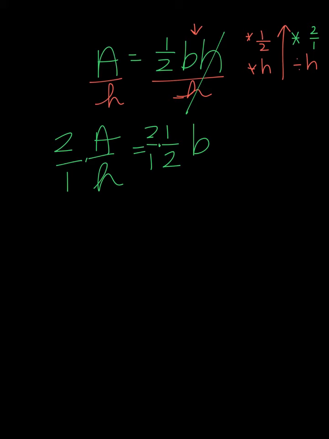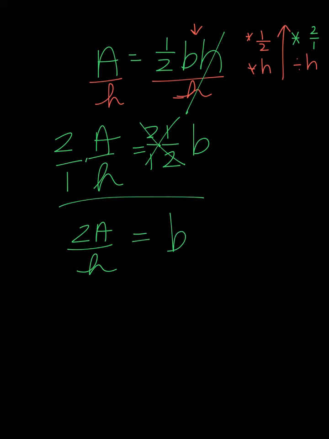And so when I multiply fractions, I multiply straight across the top and straight across the bottom. And a number multiplied by its reciprocal gives me 1. So I'm left with b equals 2a over h.